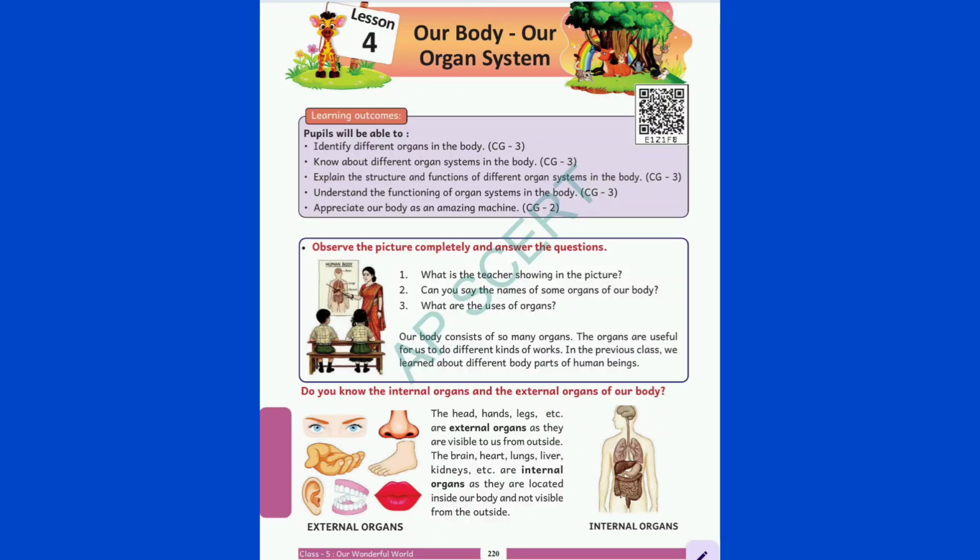Page number 220. Class 5. EVS. Lesson 4. Our body. Our organ system. Learning outcomes. Pupils will be able to identify different organs in the body.